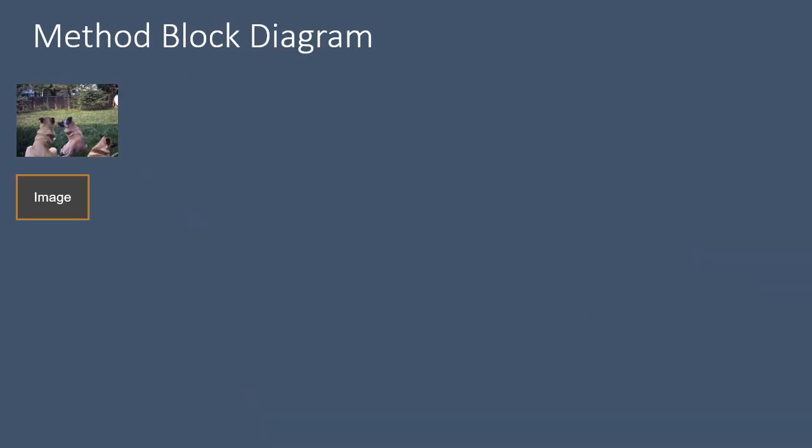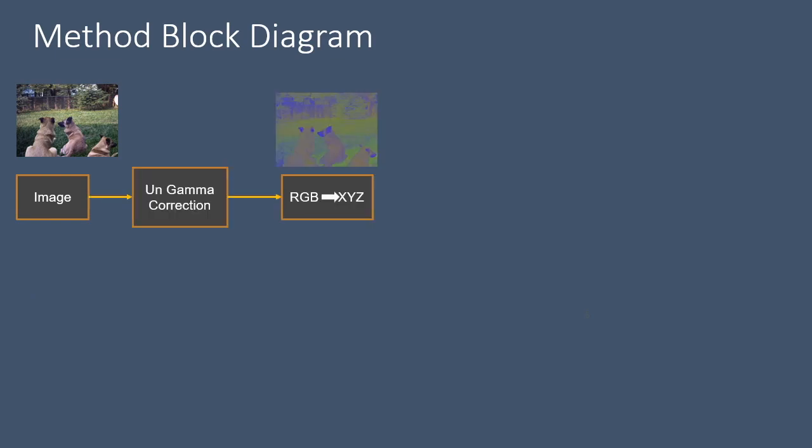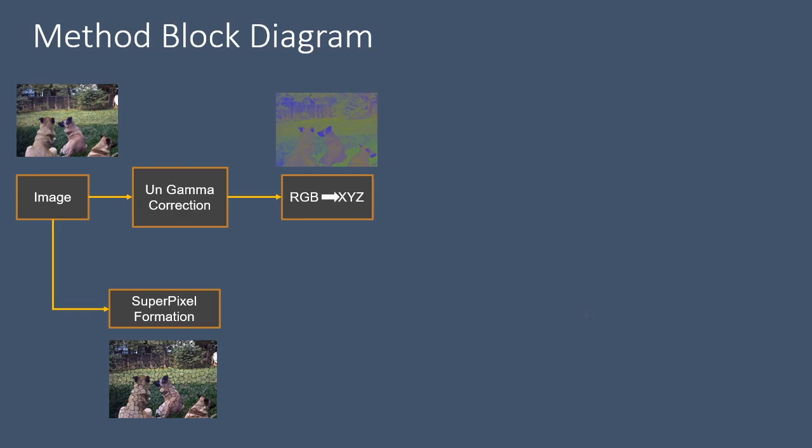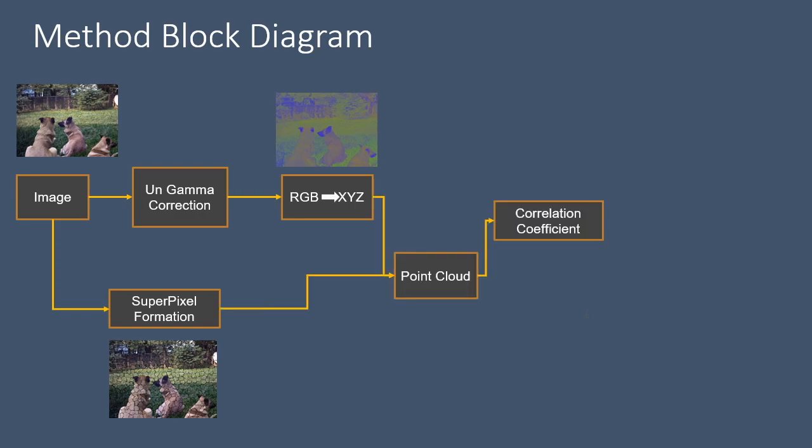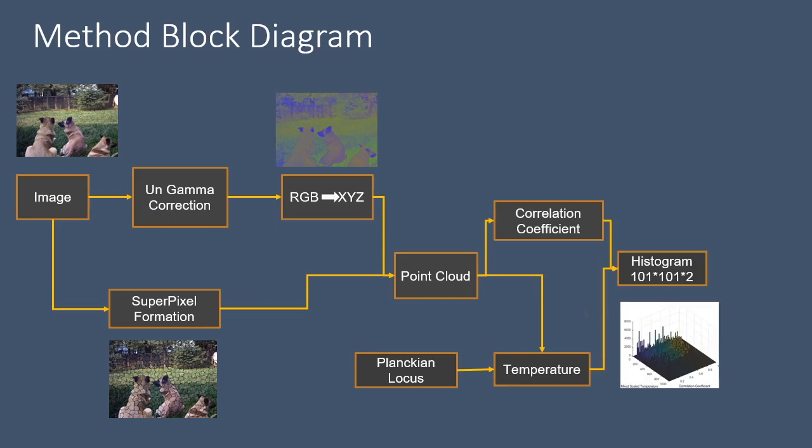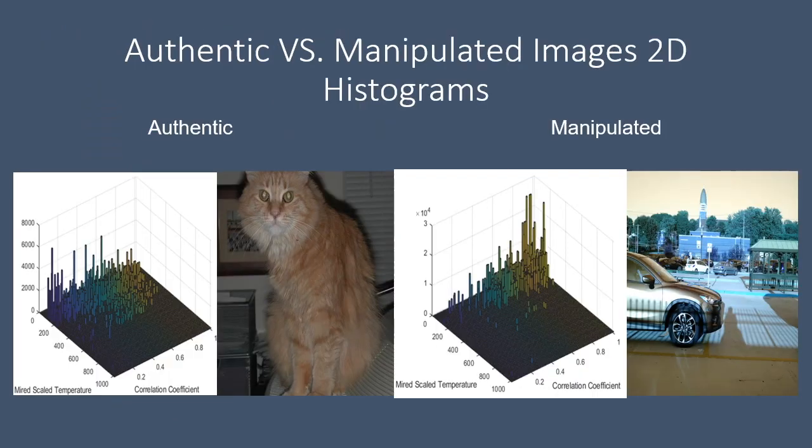Let's see our proposed method steps as a block diagram. First, we do gamma correction on the image, then we transfer it from RGB space to chromaticity coordinates, which is XYZ space. On the other hand, we do superpixel formation on the image, then we compute correlation coefficient and color temperature features for each superpixel, and then form a 2D histogram based on them, which is then fed to CNN. Here, there are samples of authentic and manipulated images.